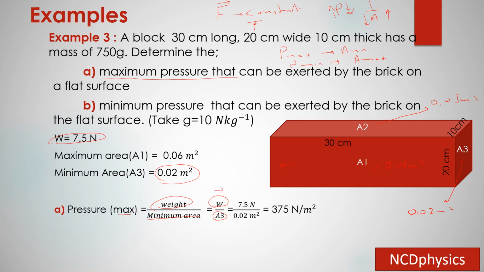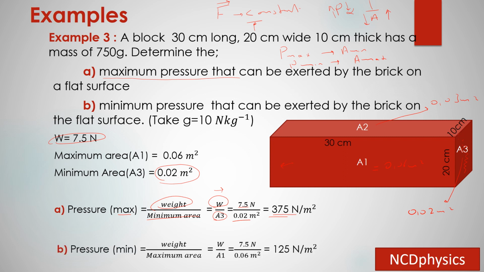So what is the weight? 7.5 Newton. What is the area? 0.02 meters square. So the pressure produced when the object is kept on this area is 375 Newton per meter square. Okay, so how about minimum? You remember, for minimum pressure, we need maximum area.